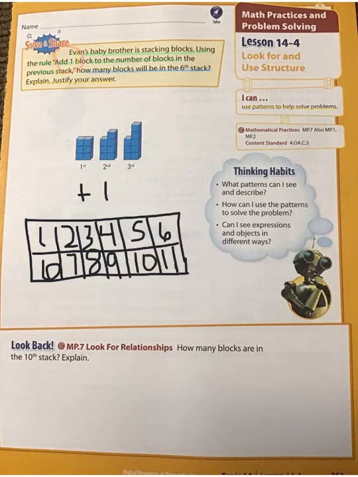Now, if I analyze the pattern, to get from this number to this number, I'm always adding 5 more. Because 1 plus 5 is 6, 2 plus 5 is 7, 3 plus 5 is 8, and so on. So when I get to the 6th stack, I can just add 5 and know that it is 11. So I'm using that pattern.